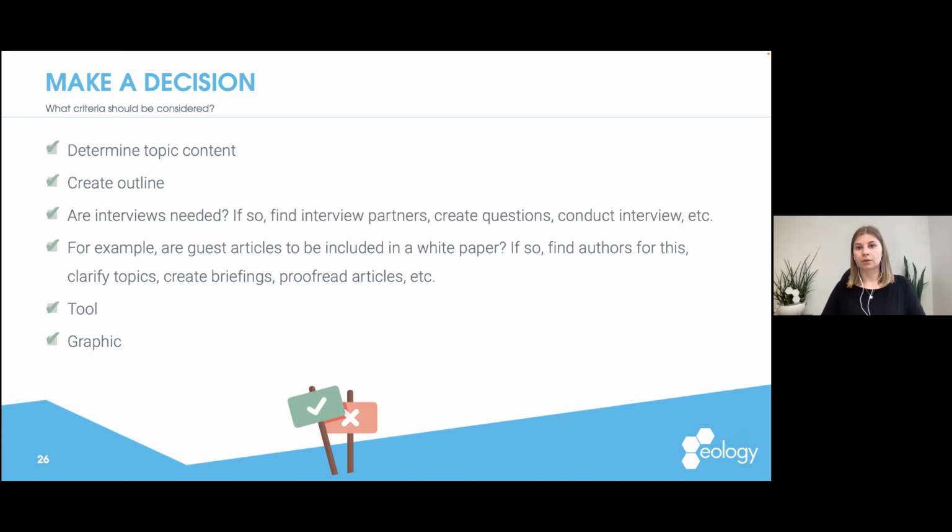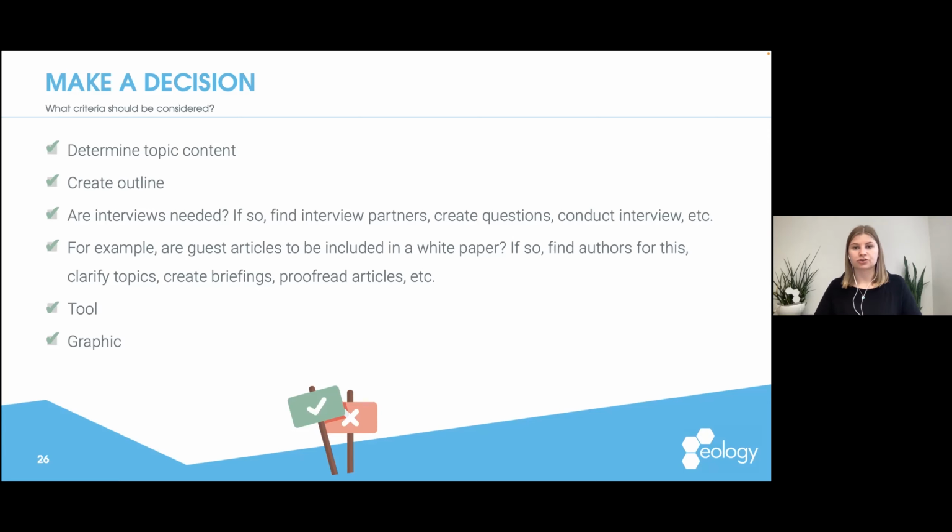And maybe there are even guest articles included in the white paper. Therefore, of course, you have to find authors, clarify the topics, create briefings, and in the end, proofread articles and interviews as well. So that's also a time span you have to add for proofreading and checking all the data.